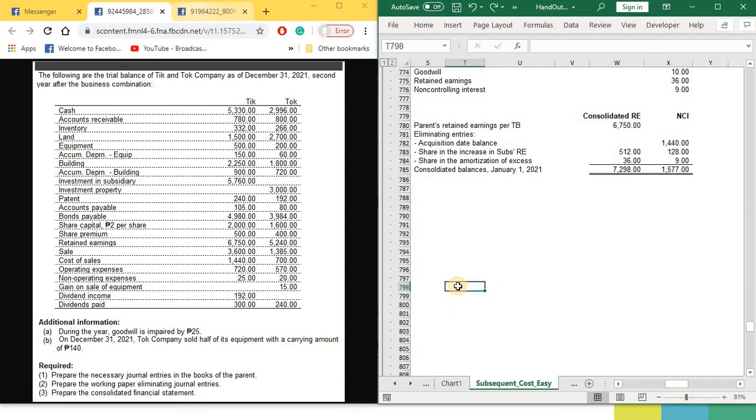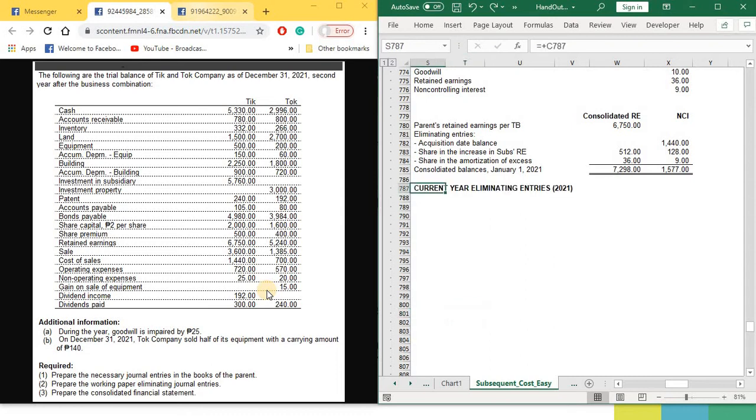So again, our only intercompany transaction based on the data is the dividends paid by the subsidiary to the parent company. So here, the dividend paid by the subsidiary is 240 pesos, and 80% of this is the dividend income of the acquirer, which is 192 pesos. And since this is an intercompany transaction or transactions within companies that are considered as a single economic entity for consolidation purposes, we need to eliminate this.